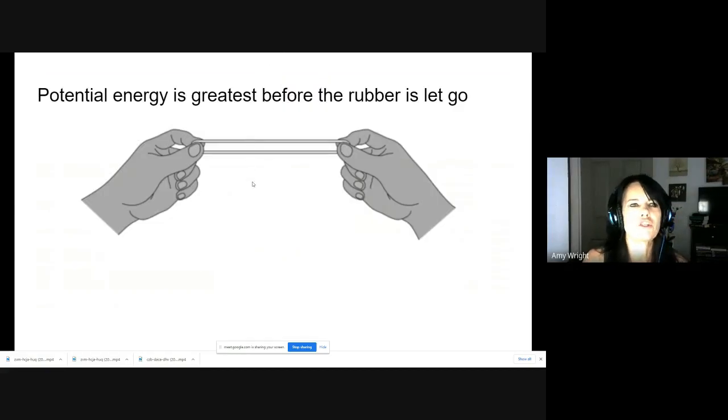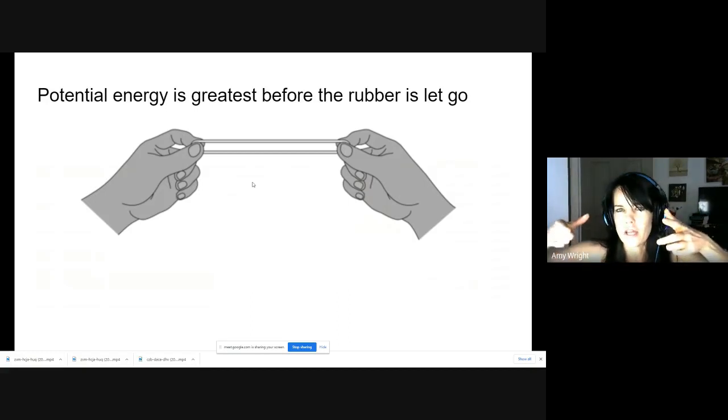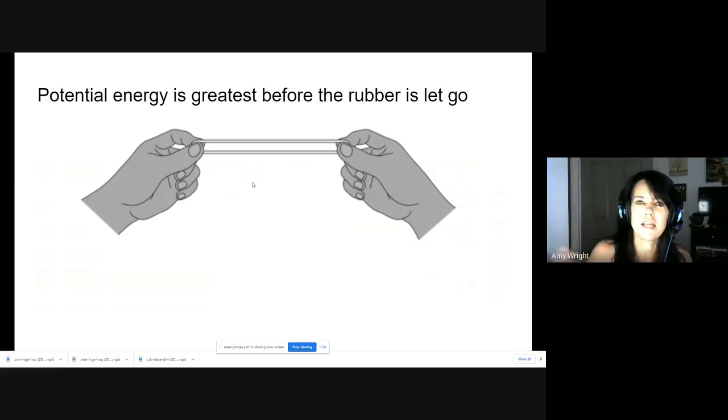So potential energy, think of a rubber band. You're holding a rubber band, right? The potential energy is as you're holding it. Once you let it go, it uses kinetic energy to snap.